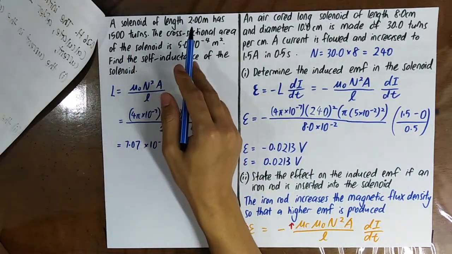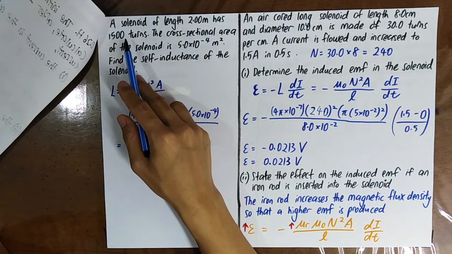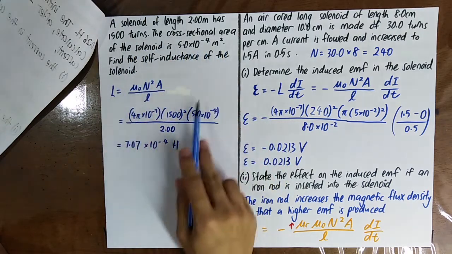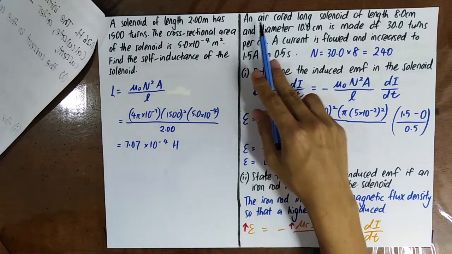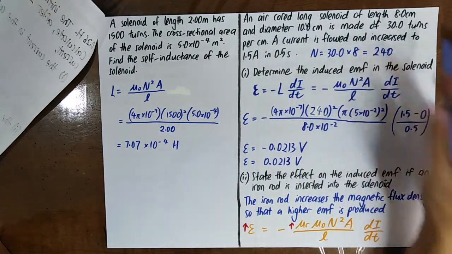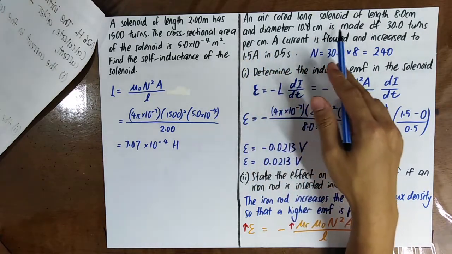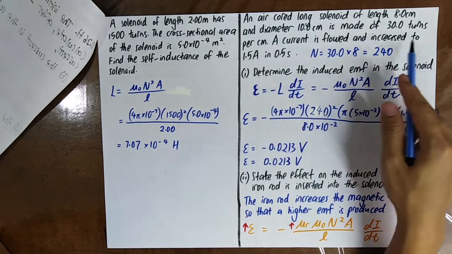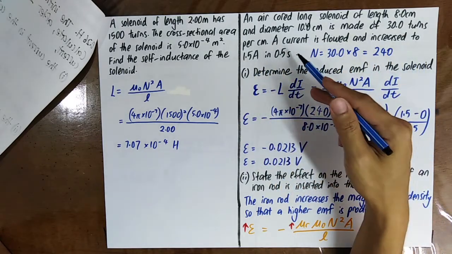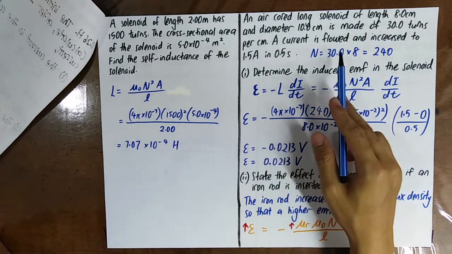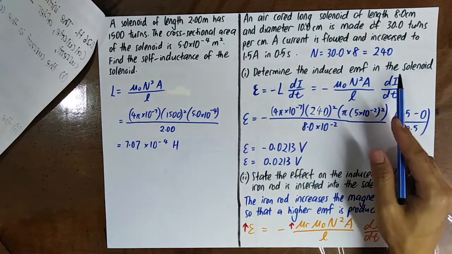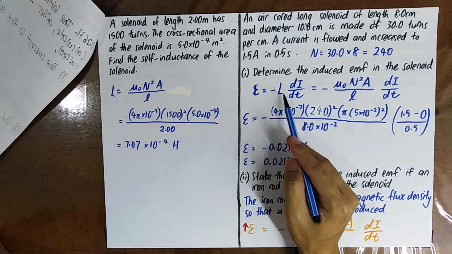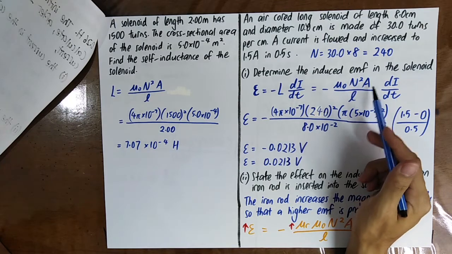A solenoid of length 2 meters has 1,500 turns. The cross-sectional area of the solenoid is this. Please find the self-inductance. Okay, you use the same formula. An air core long solenoid of length 8 cm and diameter 10 cm is made of 30 turns per centimeter. A current is flowed and increased to 1.5 amperes in 0.5 seconds. Okay, so please determine the induced EMF in the solenoid. E equals negative L di/dt. And then you know that the self-inductance for the solenoid is mu naught n squared A over l.